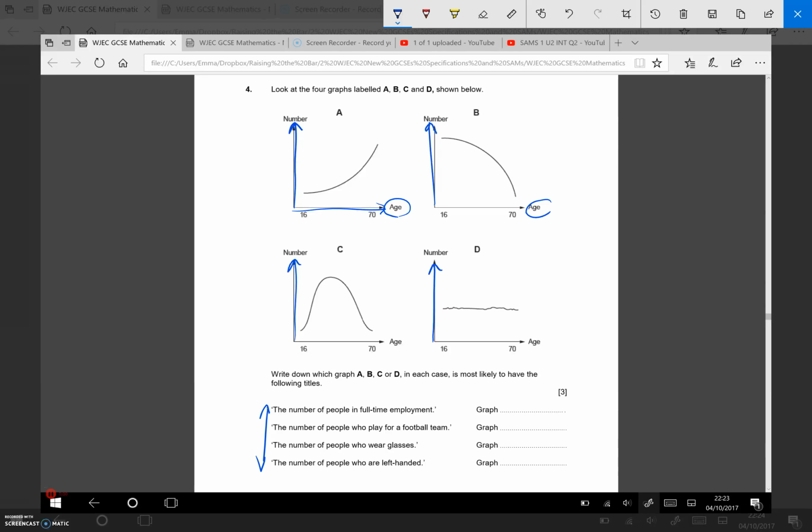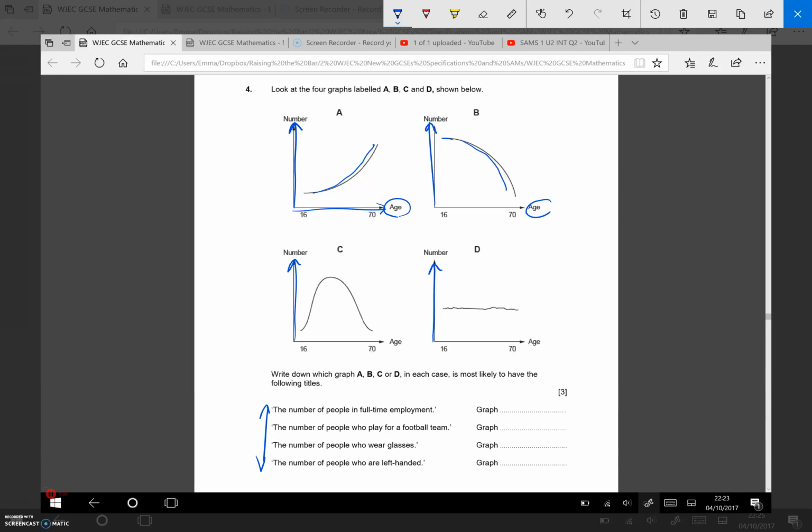So if we think about the number of people in full-time employment, when you consider how old people are when they are employed, what we could say is that yes, people do start to become employed when they are 16, and they probably stop being employed before or around the age of 70. But do we expect that to be increasing as people get older? Loads of people at 16 employed and then it decreases would be B.